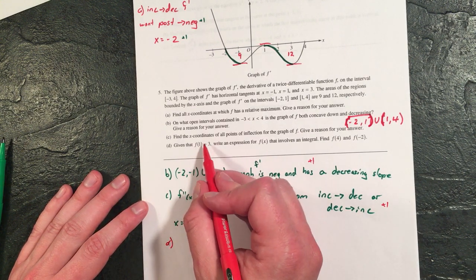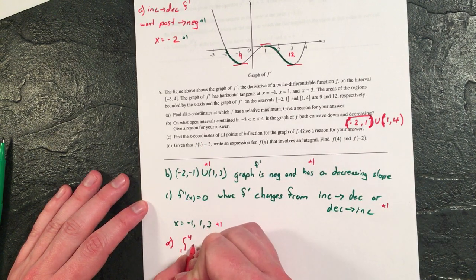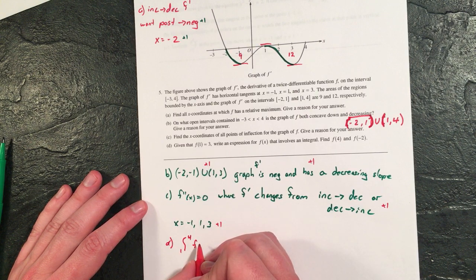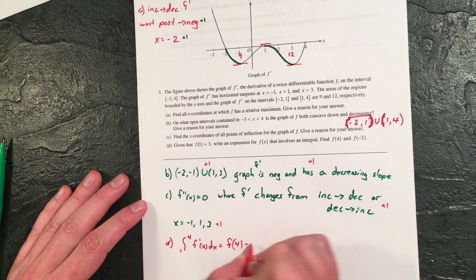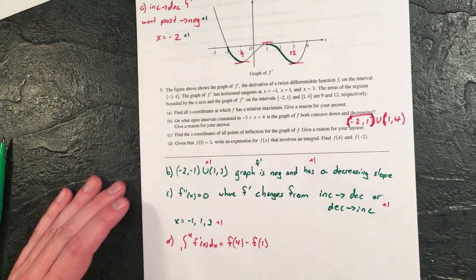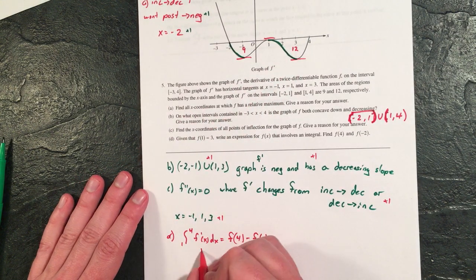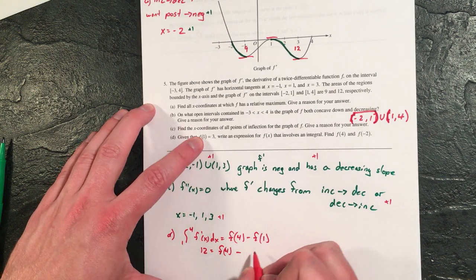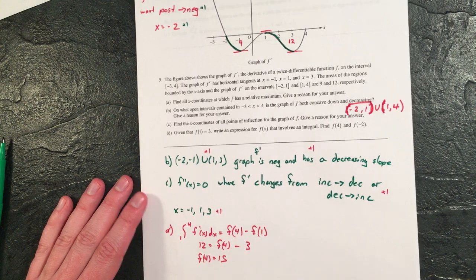So since they give us a specific point and they want these, that's a nice indicator that we are looking for an integral of the graph of the derivative here. And this would get us f of 4 minus f of 1. And we know that the area under the curve here is 12. And they just told us that f of 1 is 3. So f of 4 is 15.